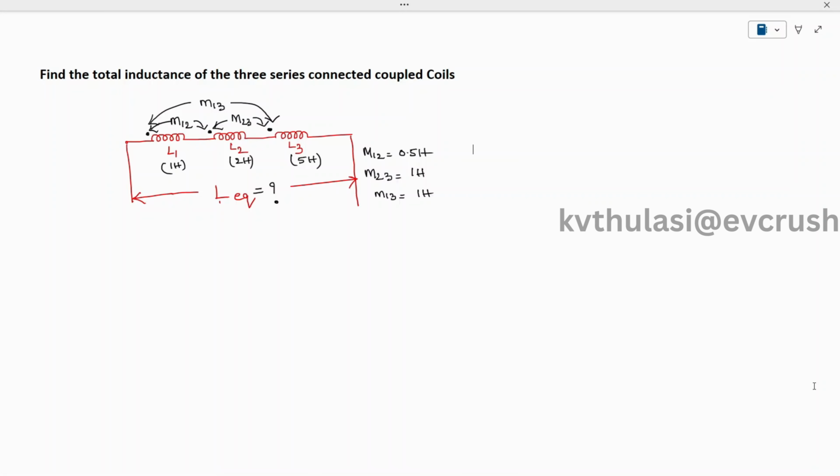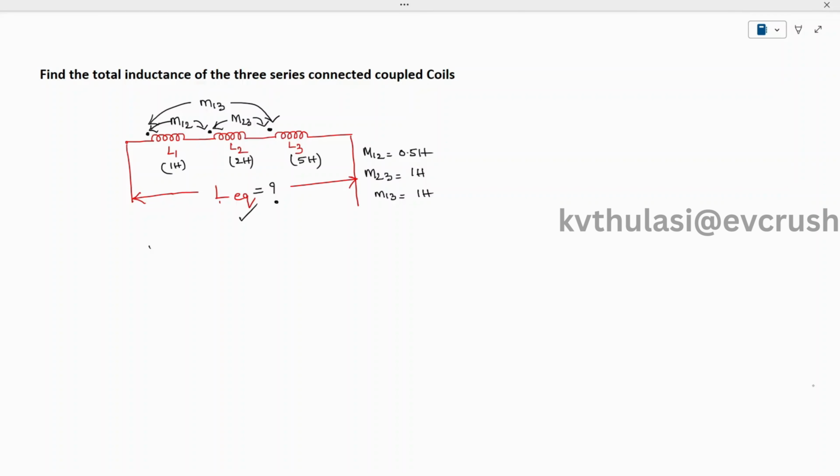Today we are going to solve this problem. The given problem is to find the total inductance of the three coupled coils. L1 is one inductive coil, L2 is another inductive coil, L3 is another inductive coil. They are coupled to each other. We need to find L equivalent. Now let's try to find it step by step.